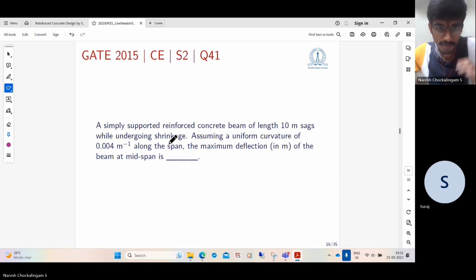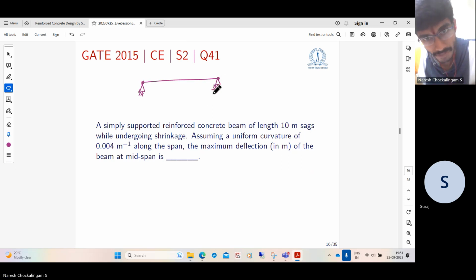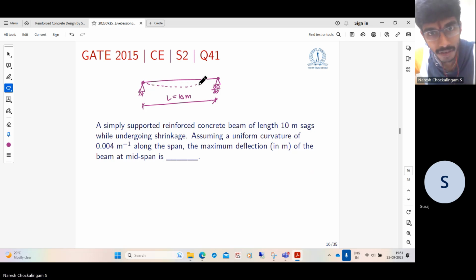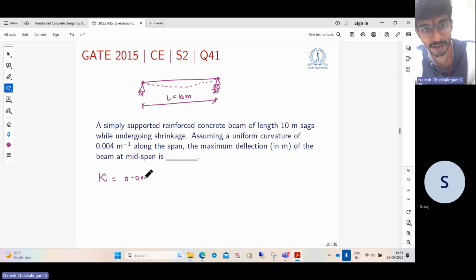So next question. This is a very simple question. We have a simply supported reinforced concrete beam of span 10 meters. So the span L is equal to 10 meters. It sags due to shrinkage. There is some shrinkage happening in concrete, and because of that, it develops a curvature. There are no loads on the beam, but because of the shrinkage, it develops a curvature. Let us call the curvature kappa, and that curvature is 0.004 per meter.